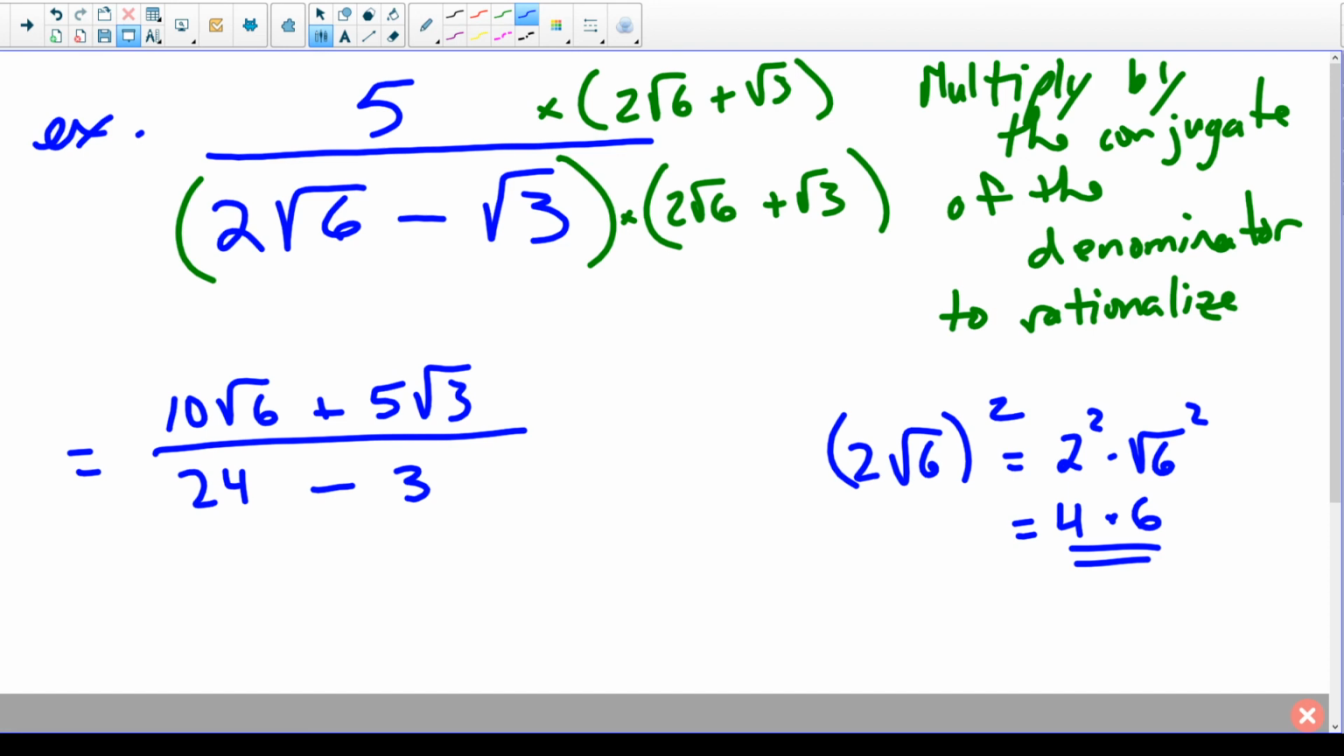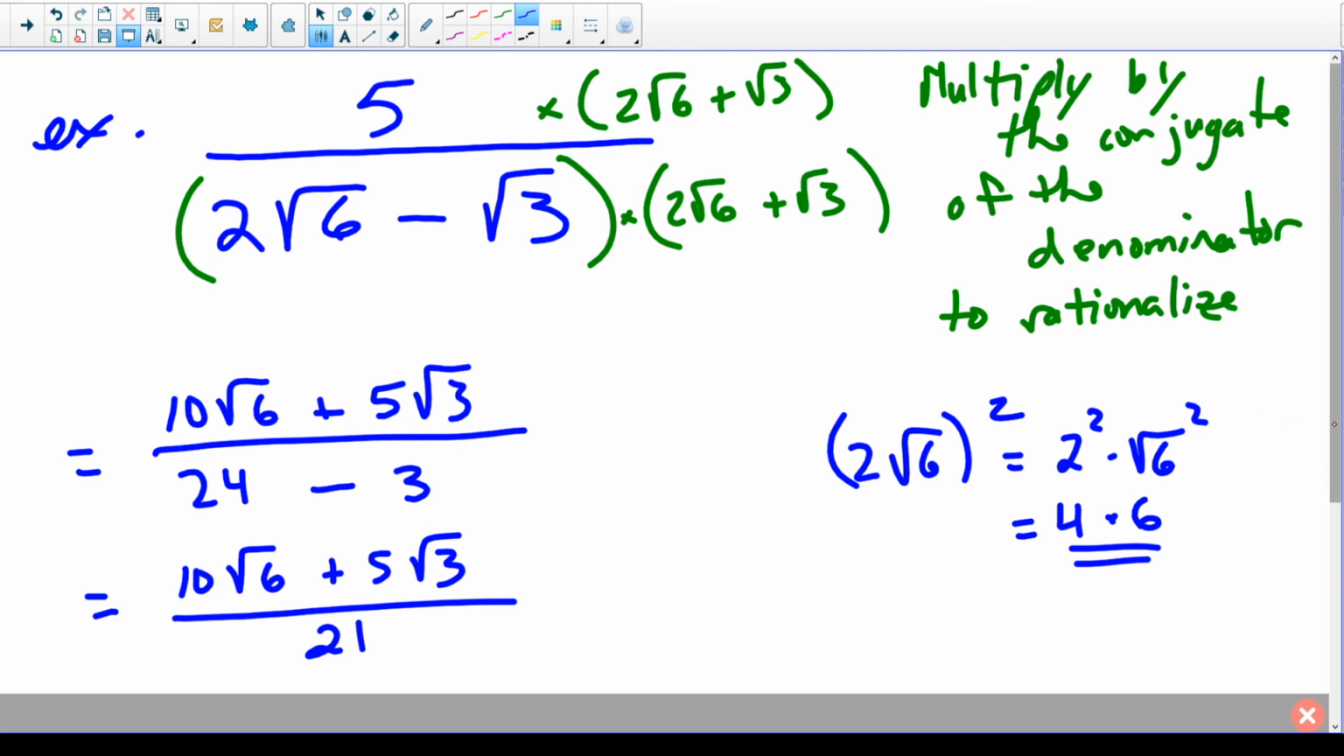So, what do we end up with? Well, just to quickly check, is there any way we can simplify this root 6 at the top? There's no factor of 6 that is square rootable. So that is already in its simplest form at the top. So we've got 10 root 6 plus 5 root 3, all divided by 21.